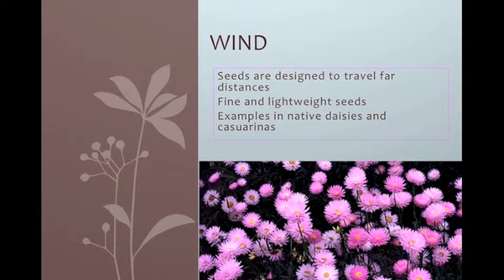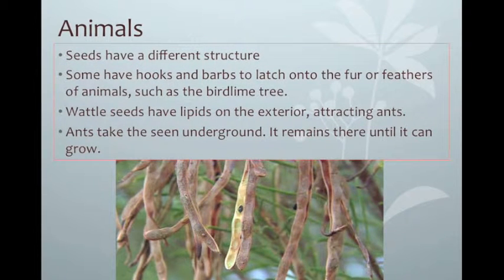Animals. Some seeds dispersed by animals have hooks or barbs to stick to fur or feathers. An example of this is the bird lime tree. Wattle seeds have lipids on their exterior, attracting ants that carry the seeds underground, protecting them until they can grow.